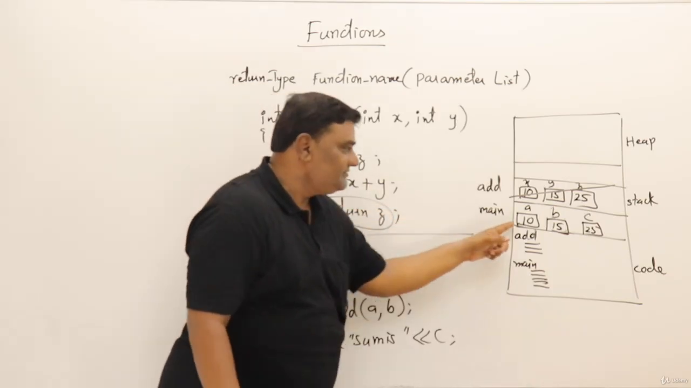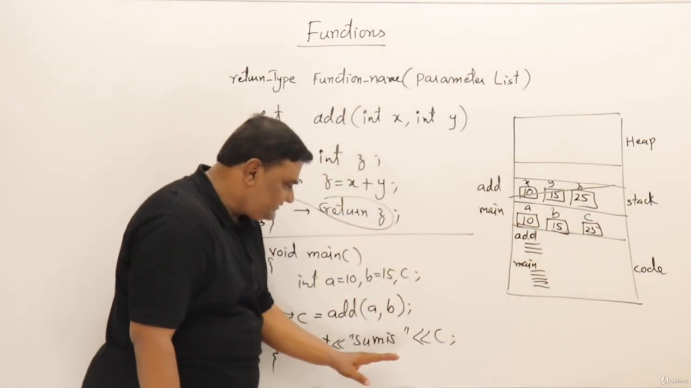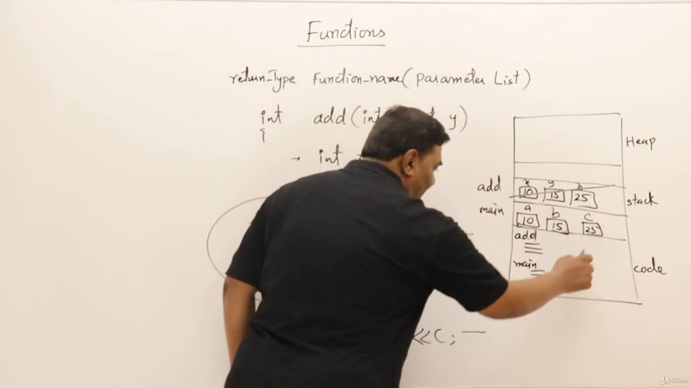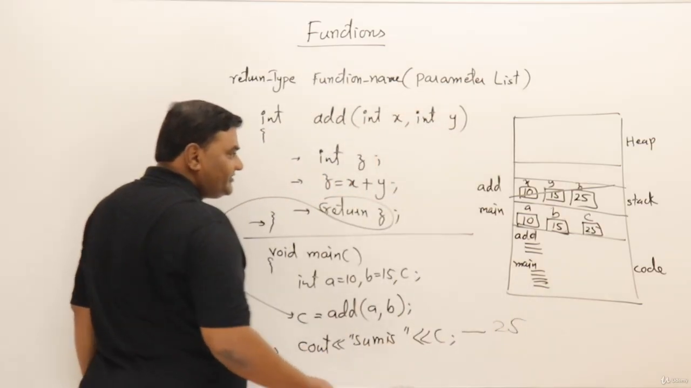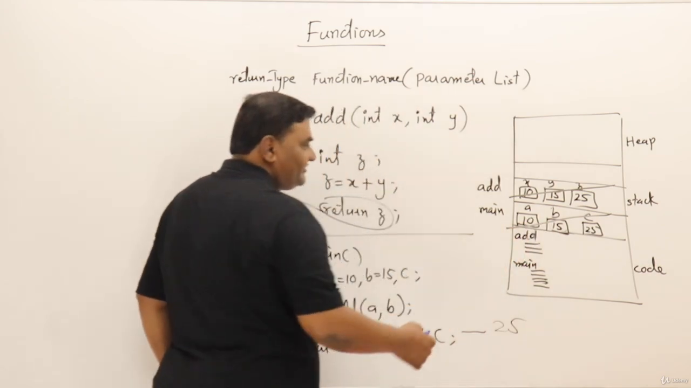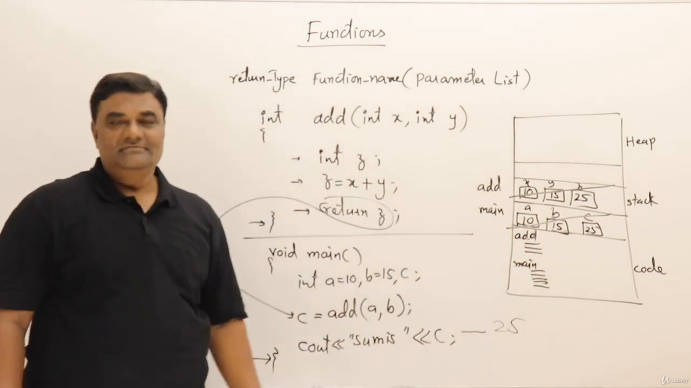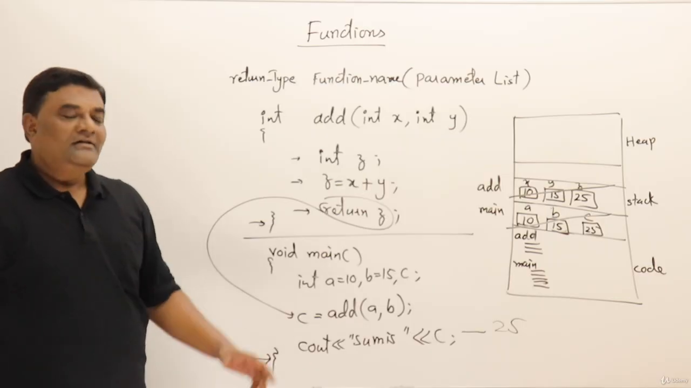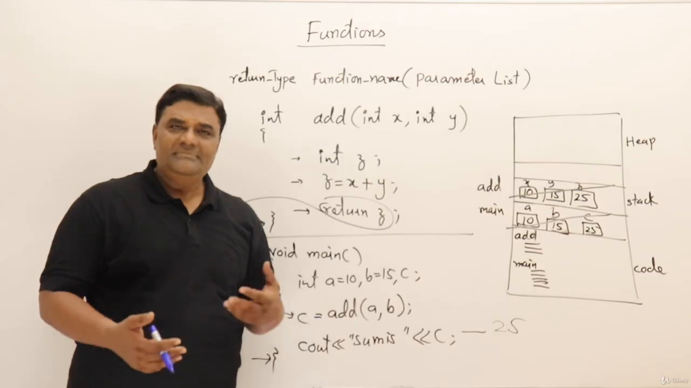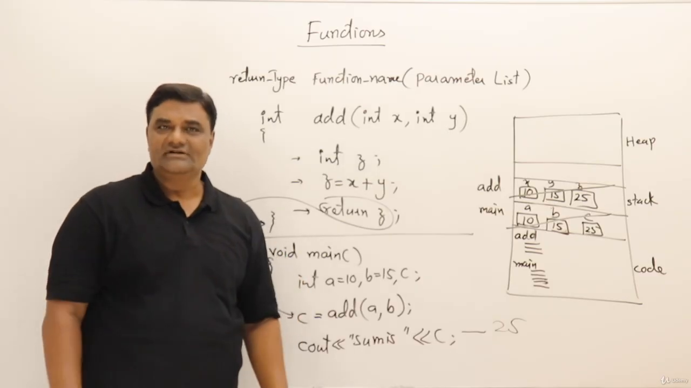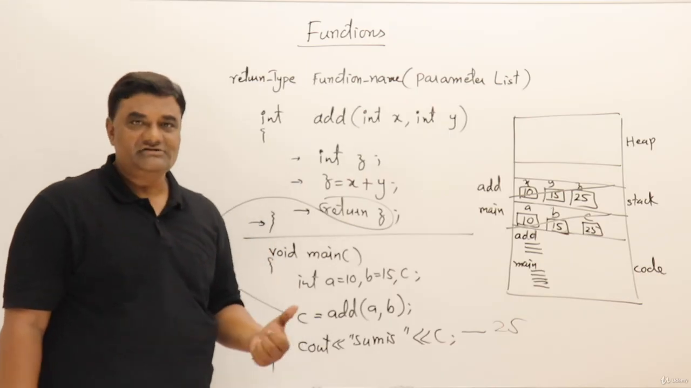Now the main function's memory variables are still there inside the stack. Now cout C. So here 25 is displayed and function main ends. Once the function main ends, its activation record, or the memory for all those variables, will also be cleared. So this is how the working of a function happens, and we will write many functions. Practically I will show you some functions, and I'll give you some challenges for writing some functions.